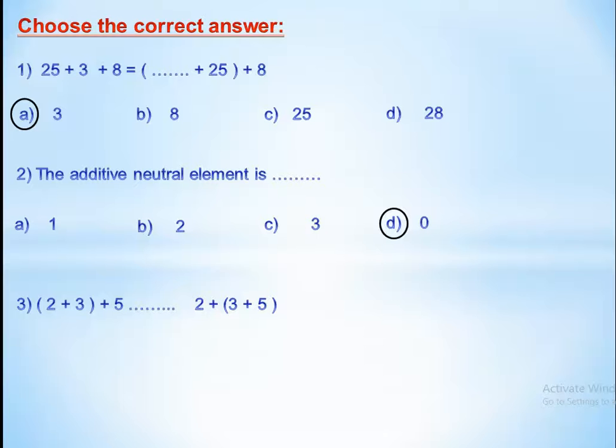Number 3, 2 plus 3 plus 5. 2 plus 3 plus 5. So the answers will be equal because we have associative property in addition. Associative property is applicable in addition.